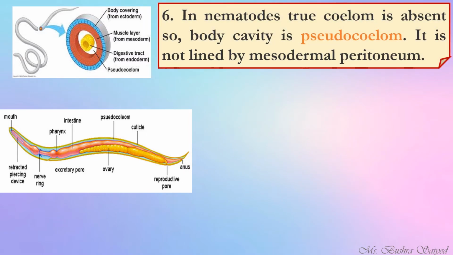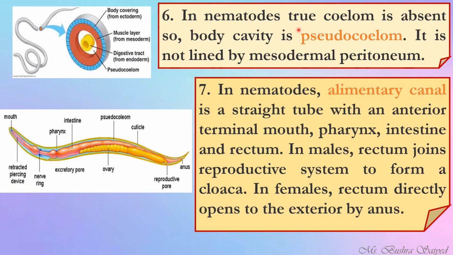We have already seen pseudocoelom, and nematodes are an example of pseudocoelomates. It means that the pseudocoelom is not lined by the mesodermal peritoneum. It is not formed from the mesoderm, but instead it is formed from the endoderm. That is why it is known as pseudocoelom. So these organisms, nematodes, are pseudocoelomate.